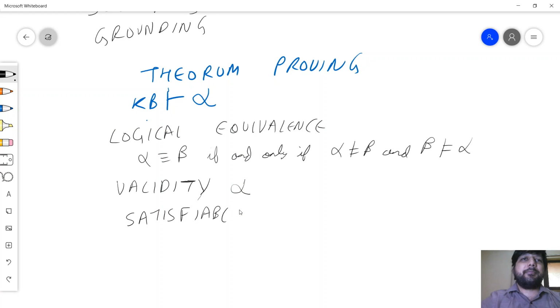satisfiable. Alpha is satisfiable only if I can assign some true, some false to honest, dishonest, no good marks, or whatever, and at least in one of them alpha holds, then I say alpha is satisfiable. There is one way at least to make alpha satisfiable.